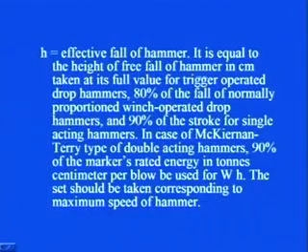However, you must be familiar with some of the mechanical terms. Let us not go into detail of all those mechanical terms, but you should know what those terms are. So for that purpose, this H is equal to the height of free fall of hammer in centimeter taken at its full value for trigger operated drop hammers. However, 80% of the fall of normally proportioned winch operated drop hammers and 90% of the stroke for single acting hammers. In case of McKiernan-Terry type of double acting hammers, 90% of the manufacturer's rated energy in tonnes centimeter per blow is used for W into H. The set should be taken corresponding to maximum speed of hammer.